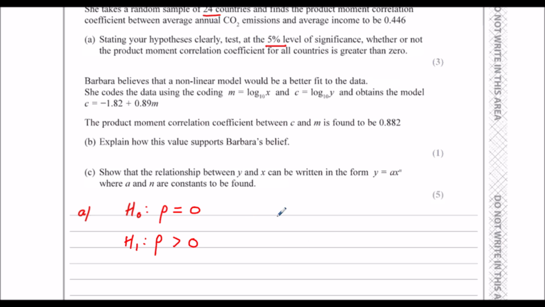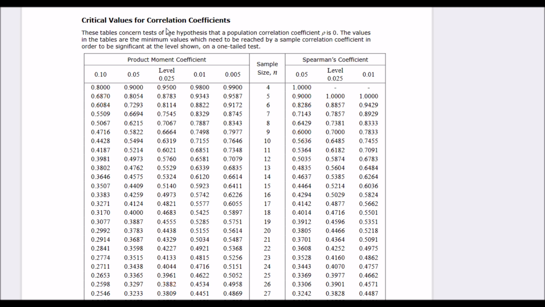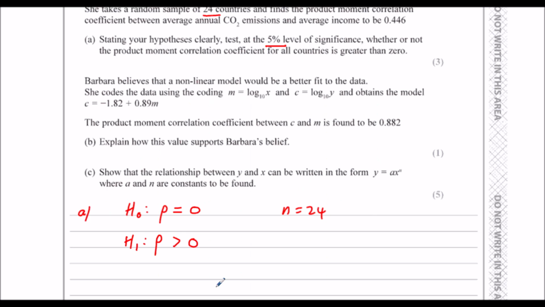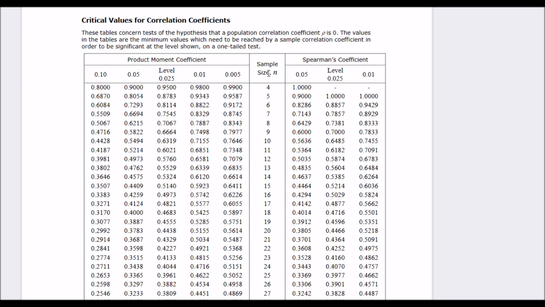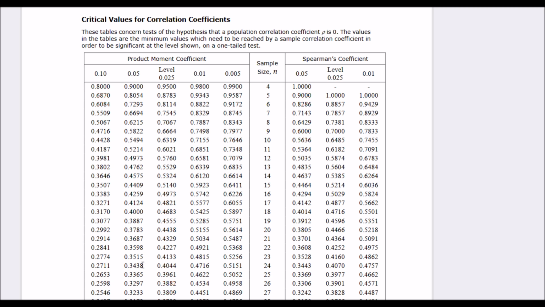So we've got 24 countries, and we're going to look up the critical values. So let's use the table. In the formula book, we've got critical values for correlation coefficients. It's quite a long way back in the book. It's on page 35. And N is 24. We've got a 5% significance level. So 24 at 5%. So this is our critical value, 0.3438. N is 24, 5% significance level, 0.3438.